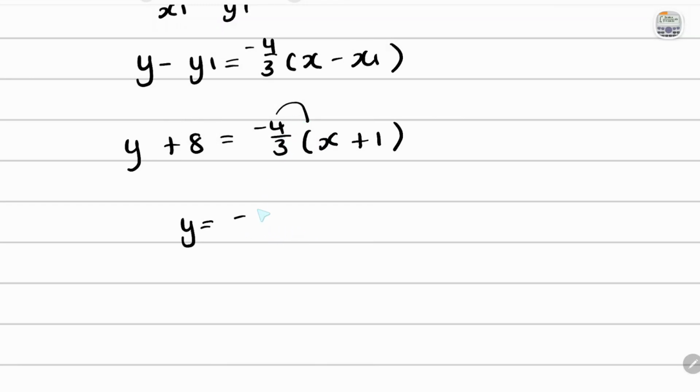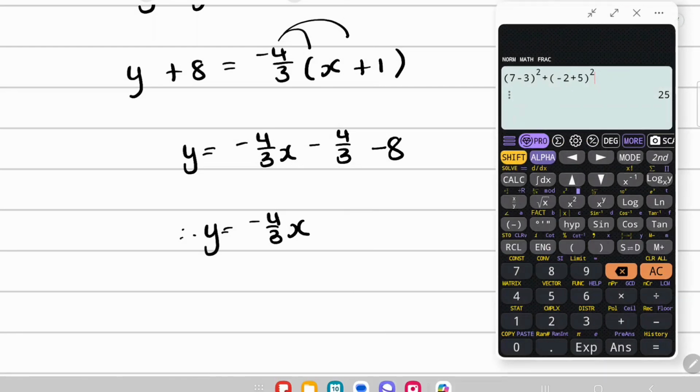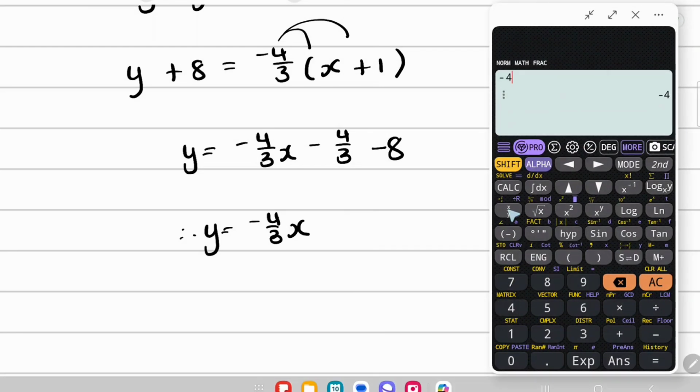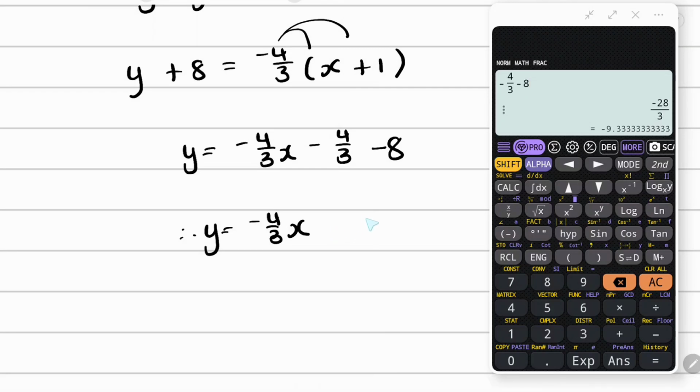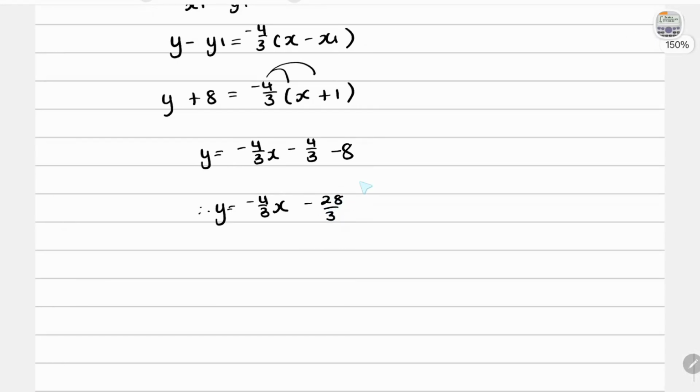So if you distribute here, it's negative 4 over 3x, and distribute, that's negative 4 over 3. Then if you take the positive 8 over, it becomes a negative 8. Okay, so y is equal to negative 4 over 3x. And what exactly is negative 4 over 3 minus 8? That gives us negative 28 over 3. Okay, so we know what that is. So we know what the y-intercept is.